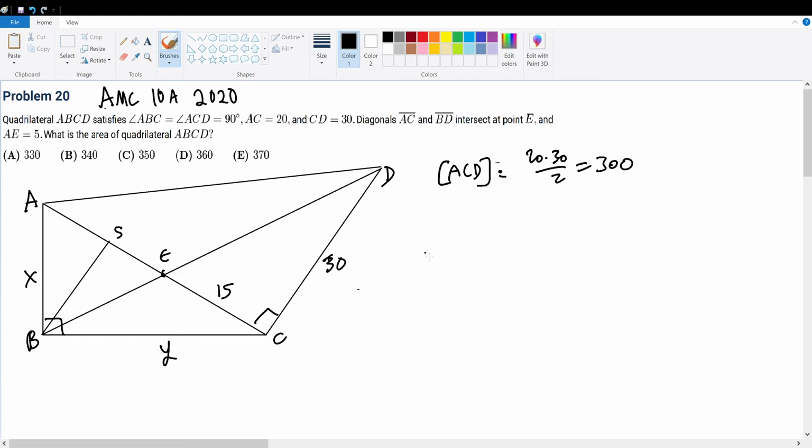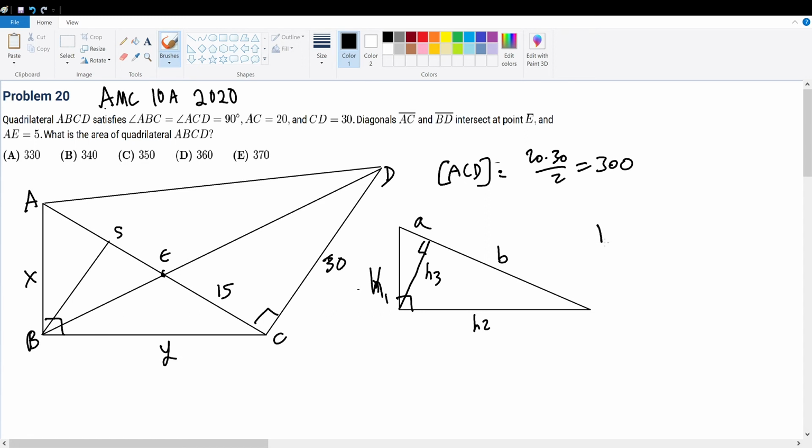But notice that when you immediately look at ABC, you might be thinking that we want to multiply AB with BC divided by 2. But finding those two legs will be quite a hassle. And why is it a hassle? Well, the reason is that within a right triangle, there are three altitudes. There is one here, I'll call this H1, H2, that's a very bad looking H, but this is an H, and this would be H3, and obviously this angle is a right angle. And given these segments, we can find H1, H2, and H3 respectively.